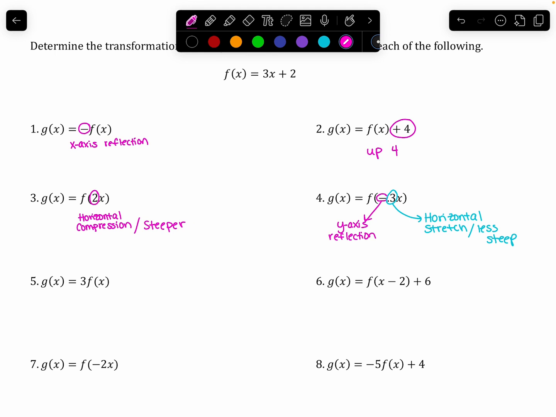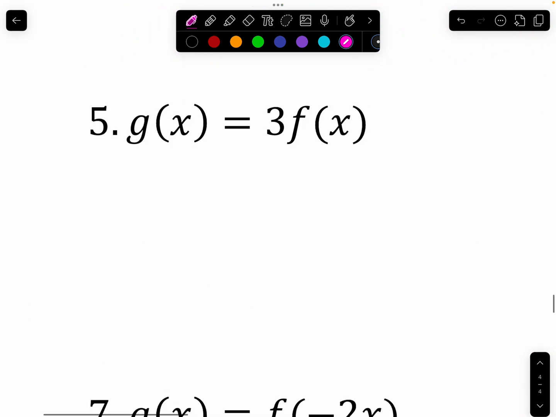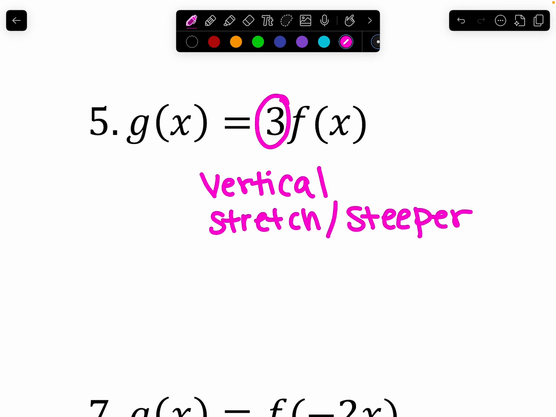Okay, so now we're moving into having maybe more than one thing that's happening, more than one transformation. All right, here we go. We have a 3 in front of F. So because it's in front, we know it's going to be a vertical change. And vertical changes are exactly what you want them to be. It is a number greater than 1 because it is in front of f of x. It's going to be a vertical, and for us, it's going to be a vertical stretch. This is also our graph getting steeper.